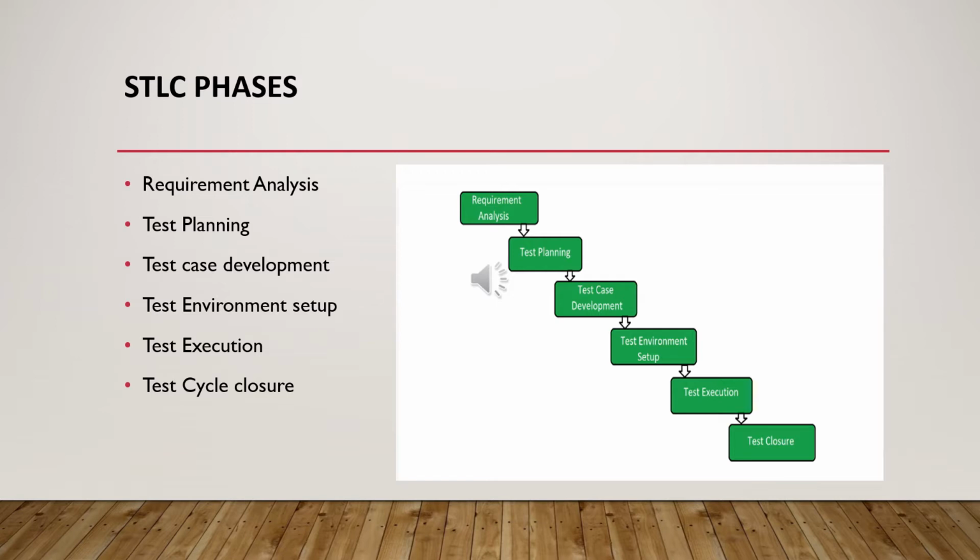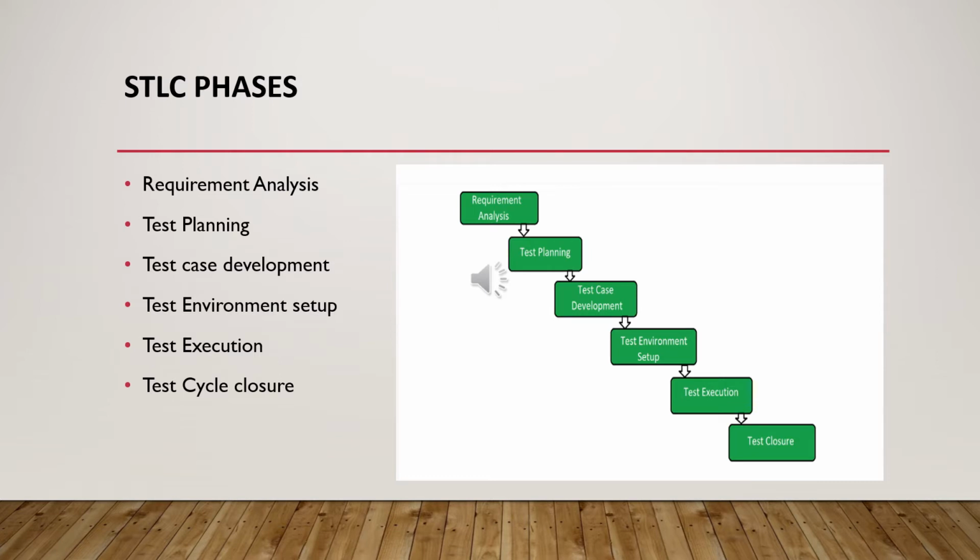Now in this slide, I believe this flow diagram is self-explanatory. It shows that from requirement analysis through the test closure activity, it goes sequentially. Firstly, let's see the requirement analysis.